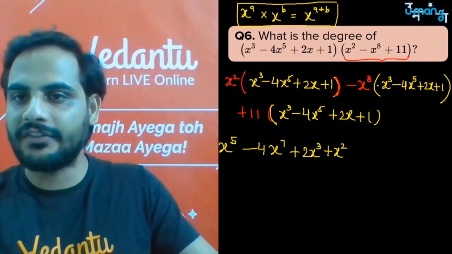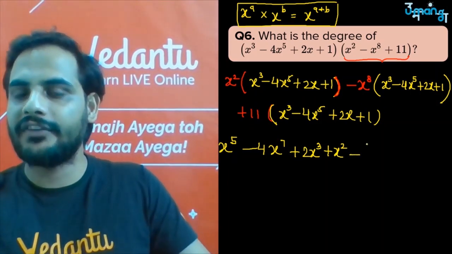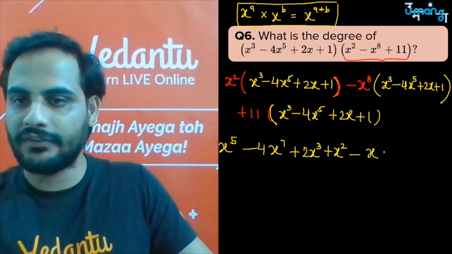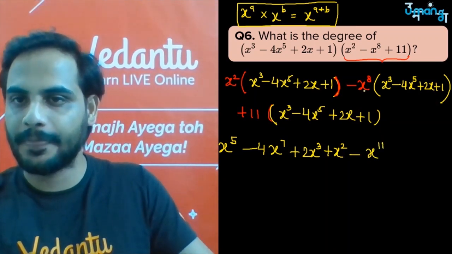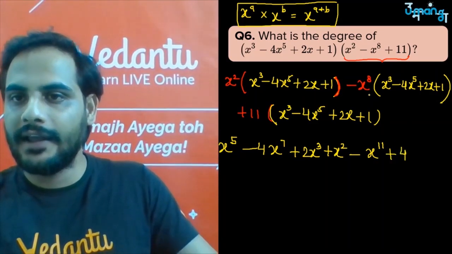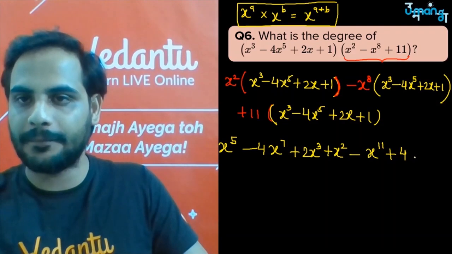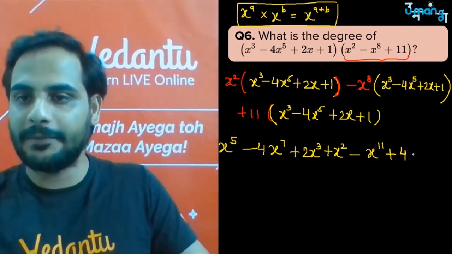Now minus x raised to the power 8 into x cube is plus into minus is minus, and x raised to the power 8 into x cube is x raised to the power 8 plus 3 is 11. Minus into minus is plus 4 x raised to the power 8 into x raised to the power 5. 8 plus 5 is 14. So you'll be getting, sorry, 8 plus 5 is 13.